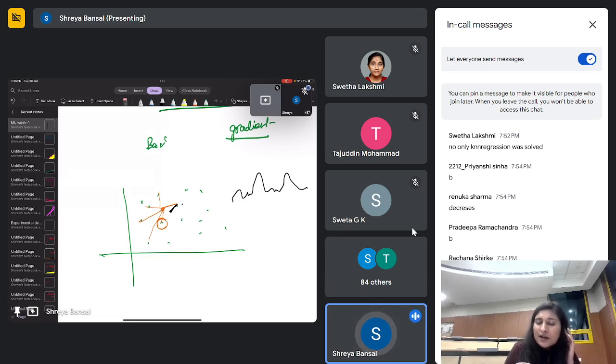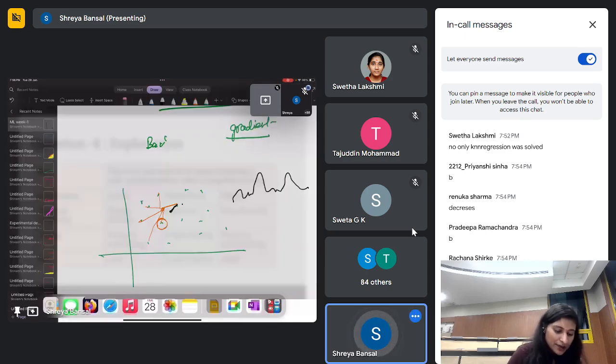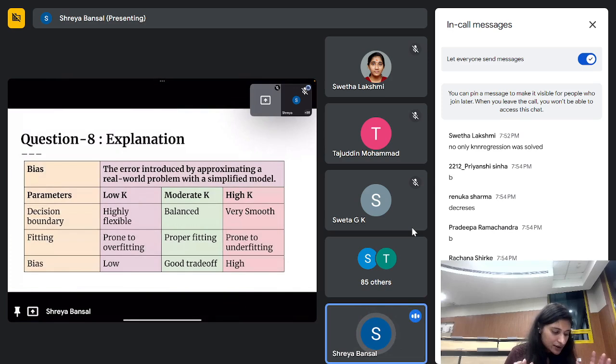That's why this type of graph means overfitting. Simple. A smaller number of k means the decision boundaries are highly flexible, and if you increase the number of k, smoother boundaries are given to you. If the boundary is flexible, it is overfitting. If the boundary is very smooth, it means it is underfitting.